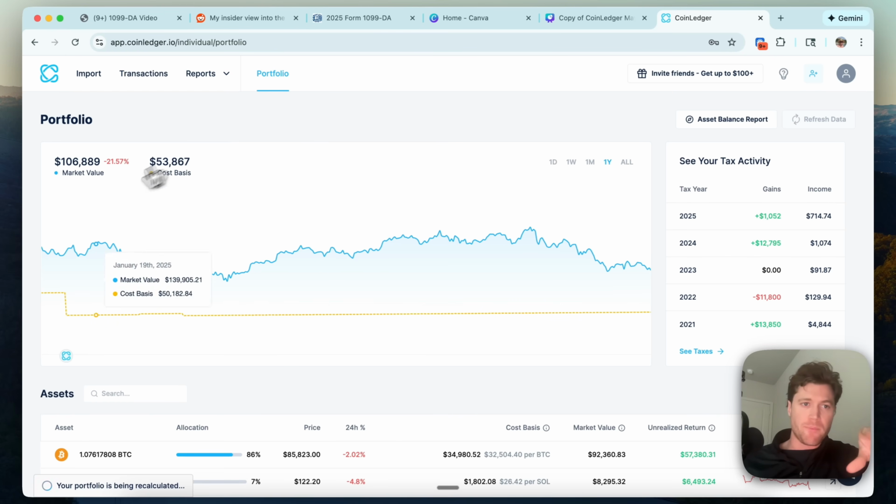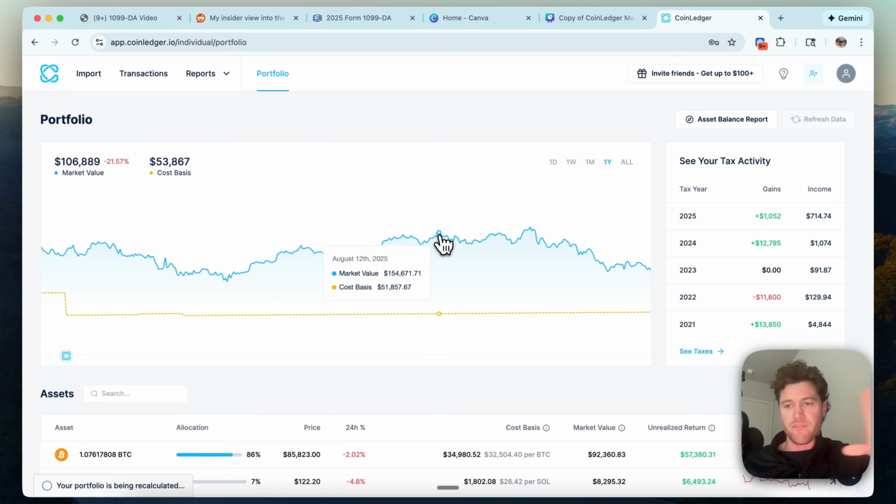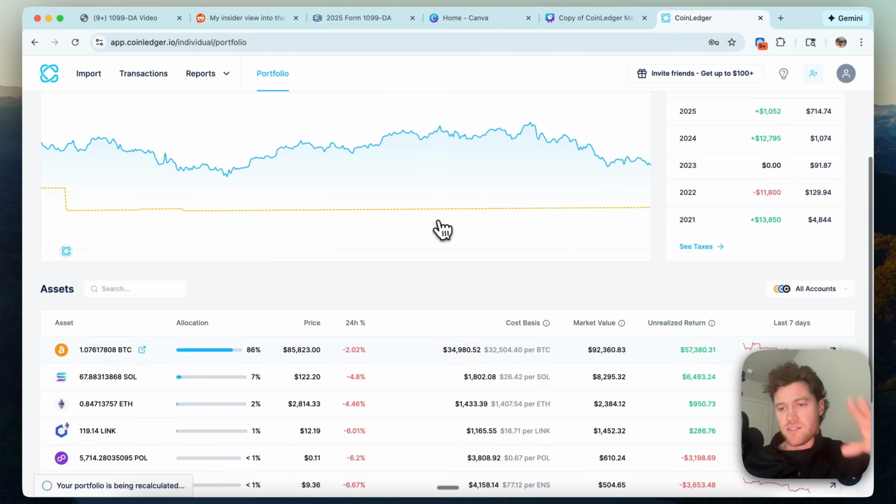You also can track your portfolio once you have everything integrated completely for free so that you can monitor your gains and losses year round.